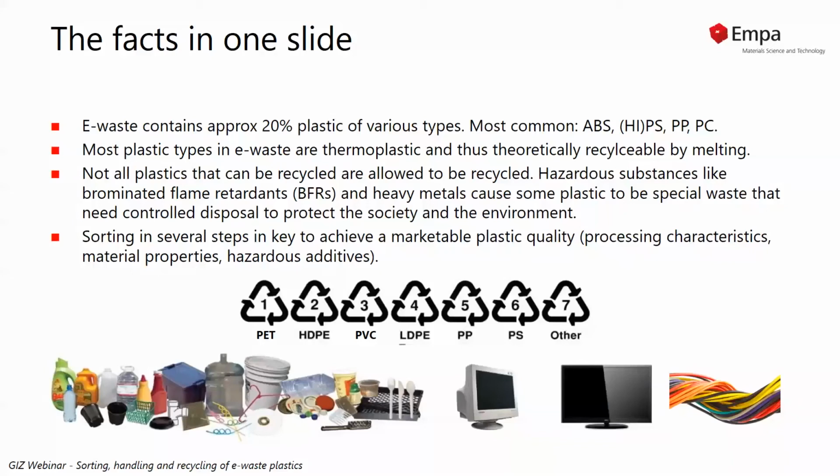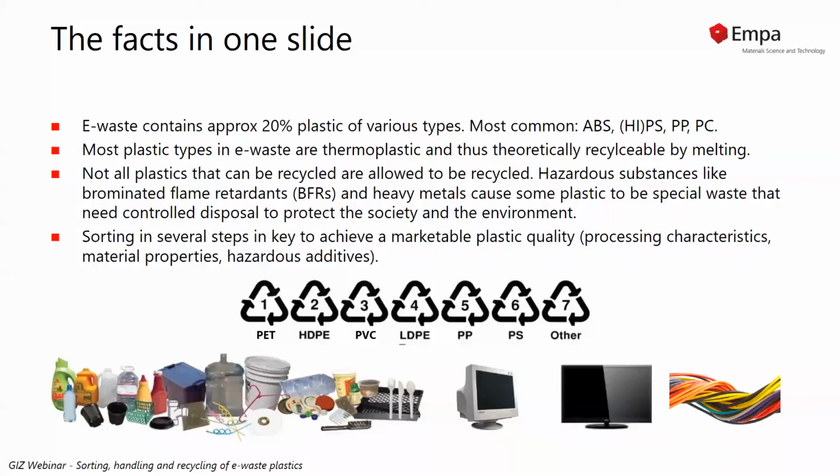So e-waste contains about 20, maybe also 25% by weight plastic. And this plastic is made out of various types. The most common ones are called ABS, HIPS, PP, PC. Now, it's not really important to understand what these abbreviations stand for, but it's important to know that they're all different and they're all incompatible with each other to a large degree. So separating them is really key.